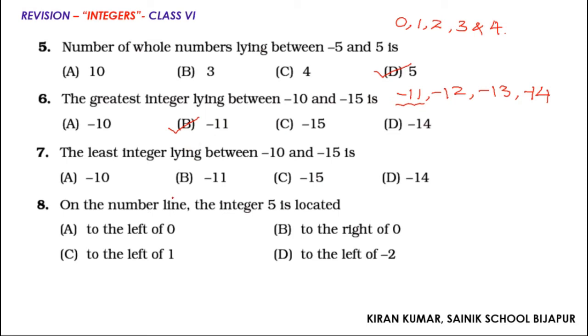Question 7. The least integer lying between minus 10 and minus 15 is. So again, it is a number lying between. When I start, it will be minus 11, minus 12, minus 13 and minus 14. Out of these, the least integer is negative 14. So negative 14 is option D.